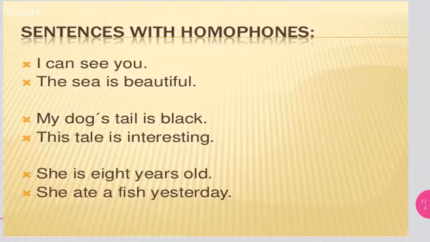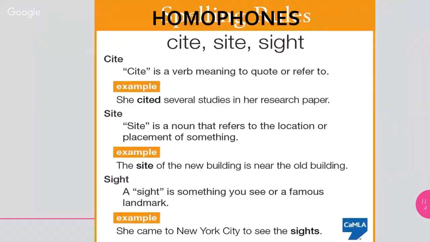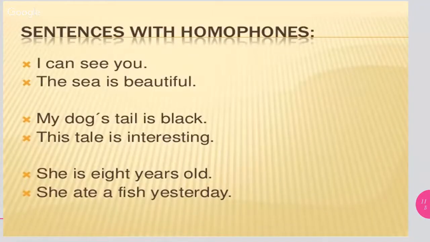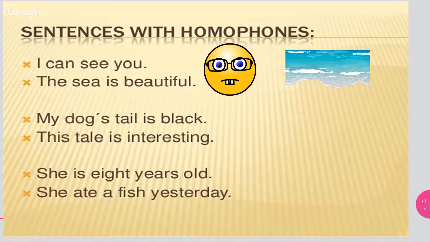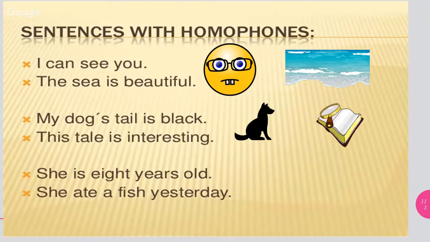Sentences with homophones. I can see you. The sea is beautiful. My dog's tail is black. Tail also means a story, a tale, which is interesting. Eight years old. She ate a fish yesterday.